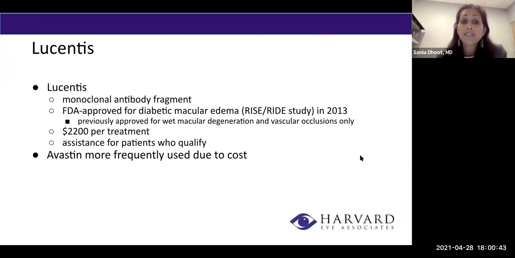There is assistance for patients who qualify. So insurance companies will pay for the cost, but the copays can be high. So there are assistance for the copay programs as well.